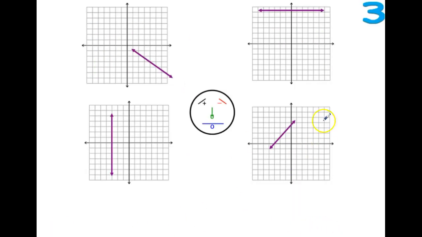So I'd like you to pause the video and do these 4 right now on your own. Identify positive, negative, 0, or undefined. Alright, I'm going to go over them now.